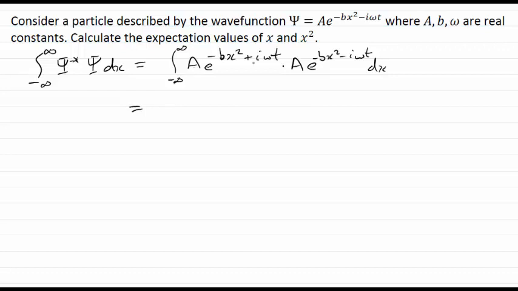Now there's a few things I can do fairly easily here. I can pull a times a out the front, a squared, integral from minus infinity to plus infinity. And now when I do this e times this e, I'm just going to add the exponents. So I'll get minus 2bx squared, and I'll get i omega t minus i omega t, which of course cancels through to give me 0. So there's nothing else in my exponent there. That's the integral that I want to do.